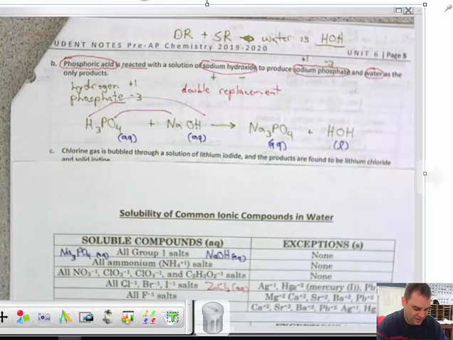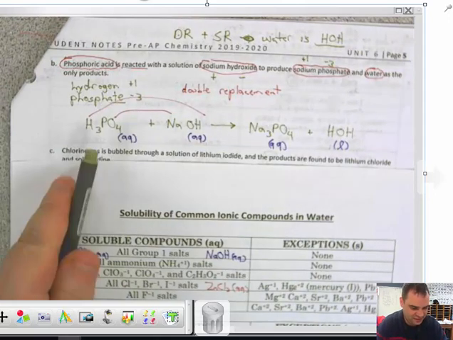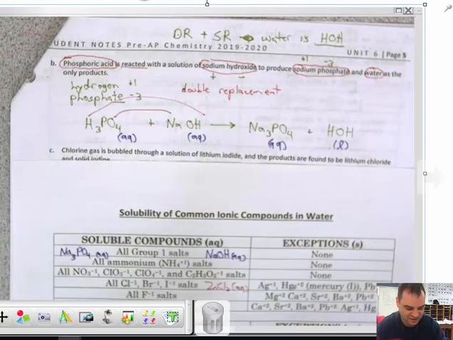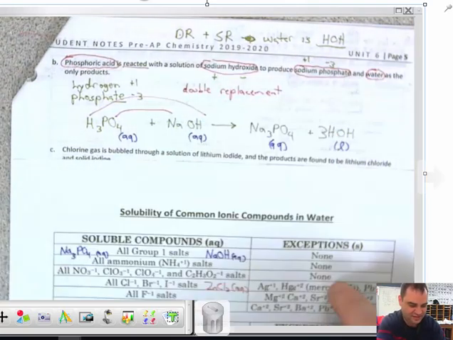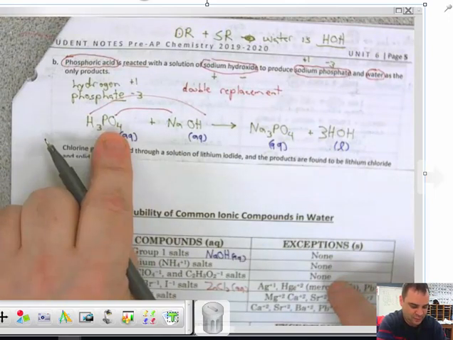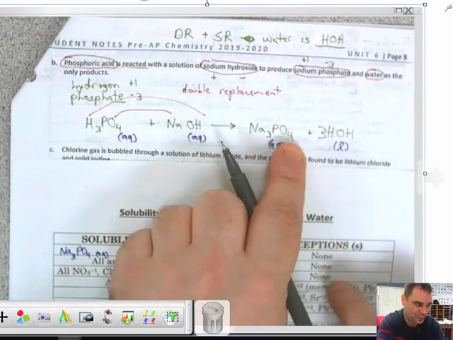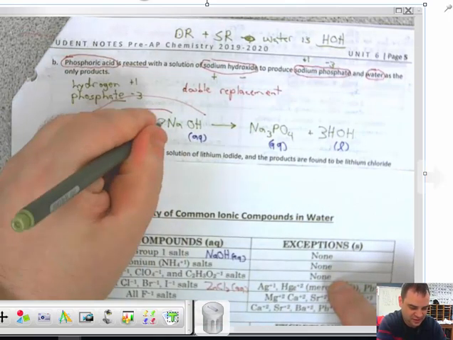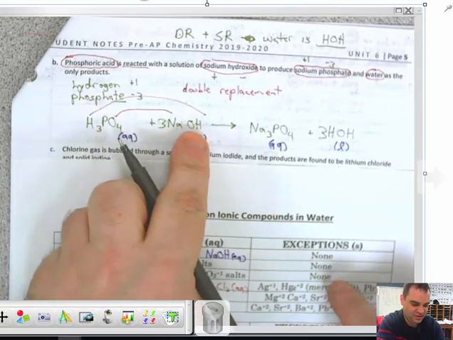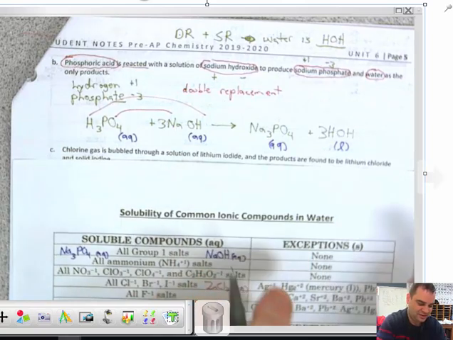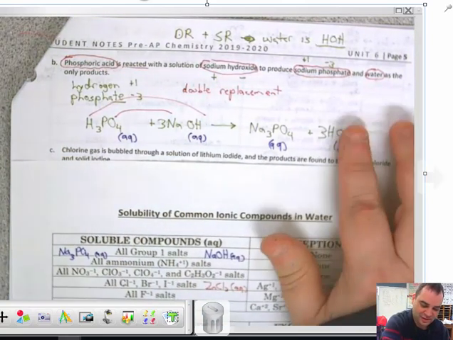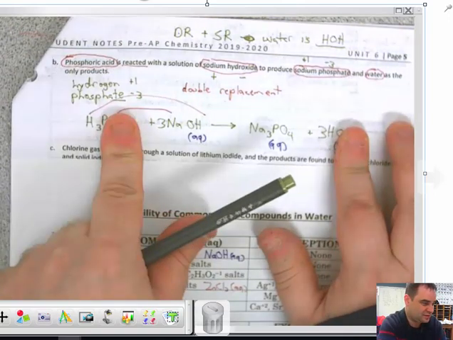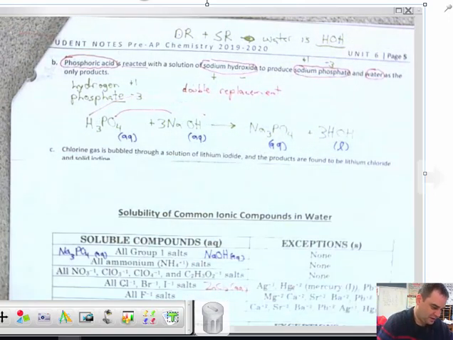We have to balance the reaction here. 3 H's here, 1 H here. So there's a 3 right there. 1 PO4, 1 PO4, 1 Na, 3 Na, so we need a 3 here to balance. 3 OHs, 3 OHs. The key is I don't count my H's and OHs as the same. This is 3 H's here, and that is 3 H's over there. That is how that reaction is balanced.